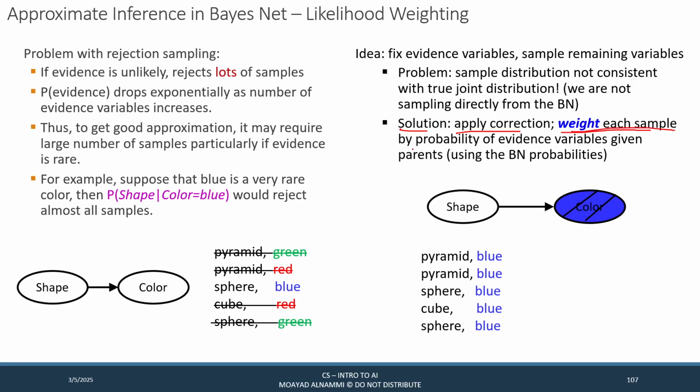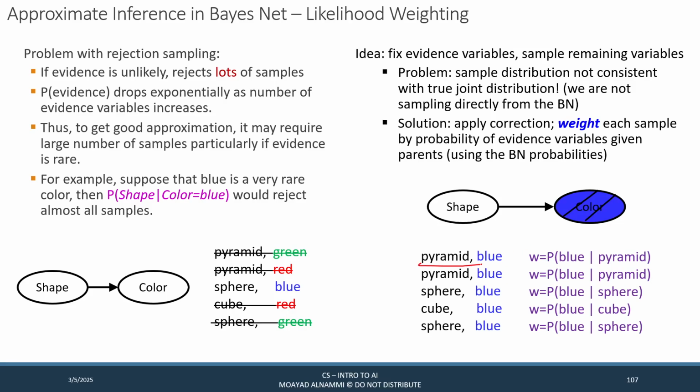You weight each sample by the probability of the evidence variables given the parents using the Bayesian network. In other words, for this sample here, the weight is going to be the probability of the evidence, which is blue, given the parents of the evidence. From this network, the parent of the color is the shape. So my weight is going to be the probability of blue given pyramid. For this one, it's going to be the probability of blue given sphere. And so this weighing here is a correction on the weight of the samples.